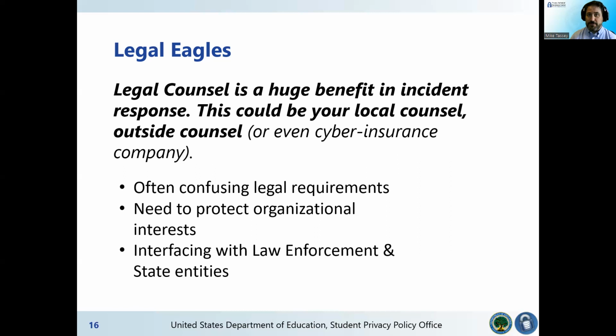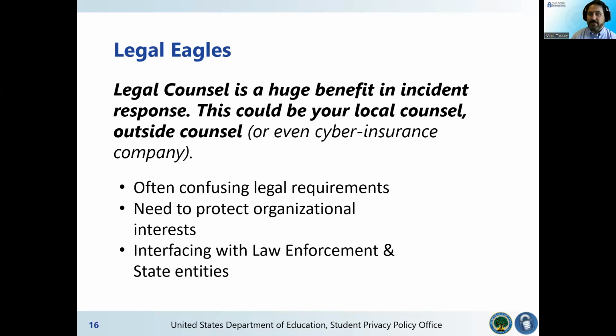So while the organization may be focused on mitigating threat, there is definitely a need to protect organizational interests during the incident response process. Because of those confusing legal requirements and the wide variety of laws that may be in play, you need someone in your incident response team that is ensuring the organization is protecting its interests and remaining in compliance with those requirements.